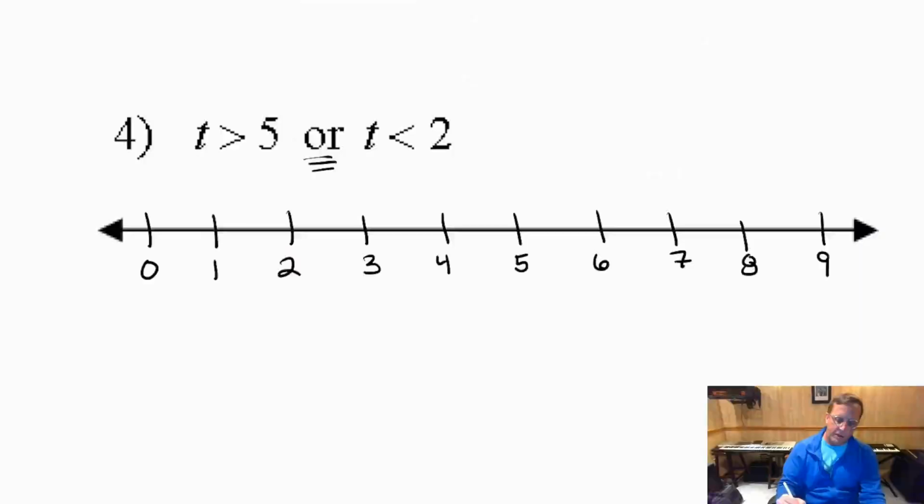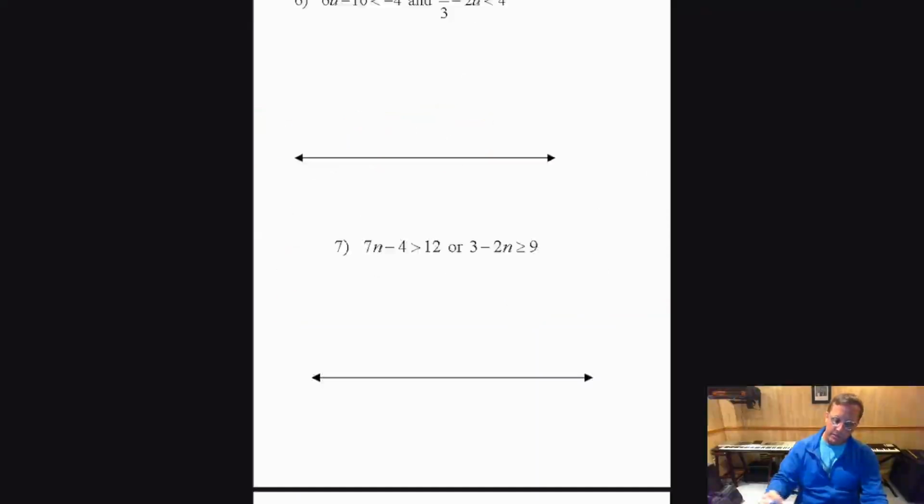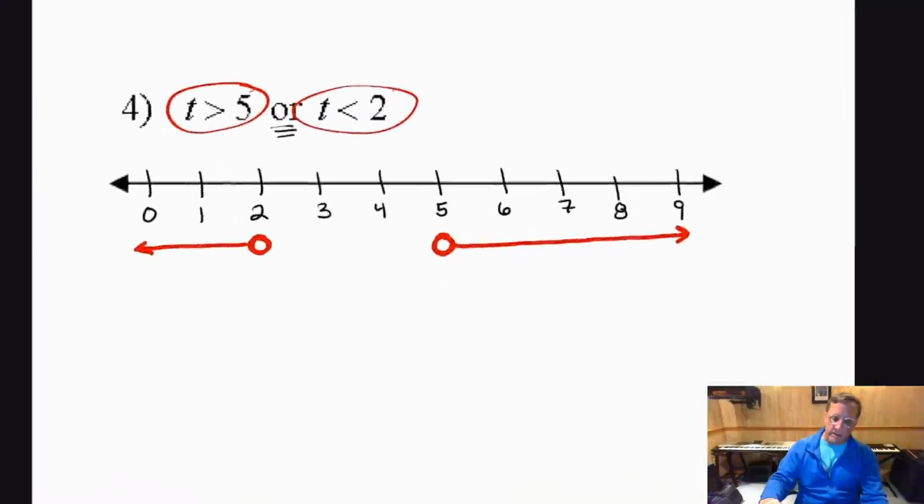All right, so for t, the first inequality right there says t is greater than 5. So I'm going to do an open point at 5, and then the vector's going to the right, going greater. And then the other is t is less than 2, so we're going to do an open point at 2, and that's going that way. All right, so you got that.